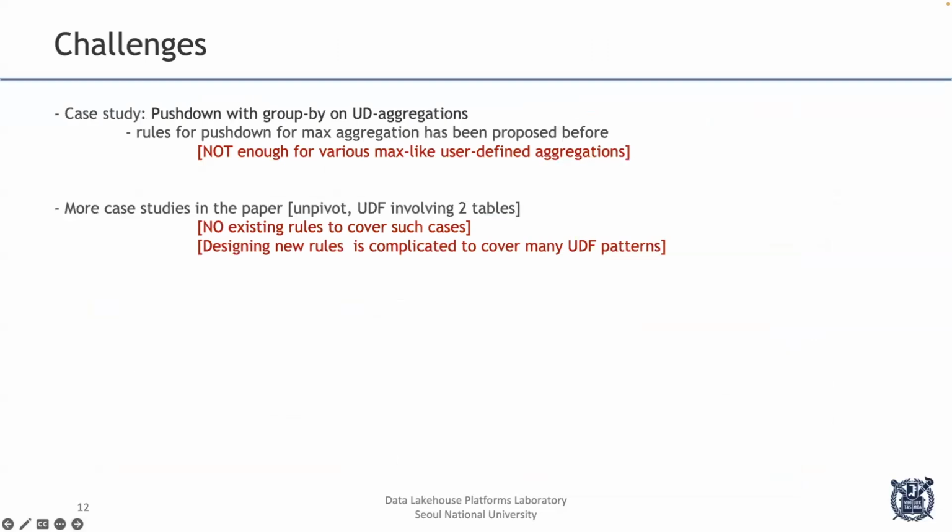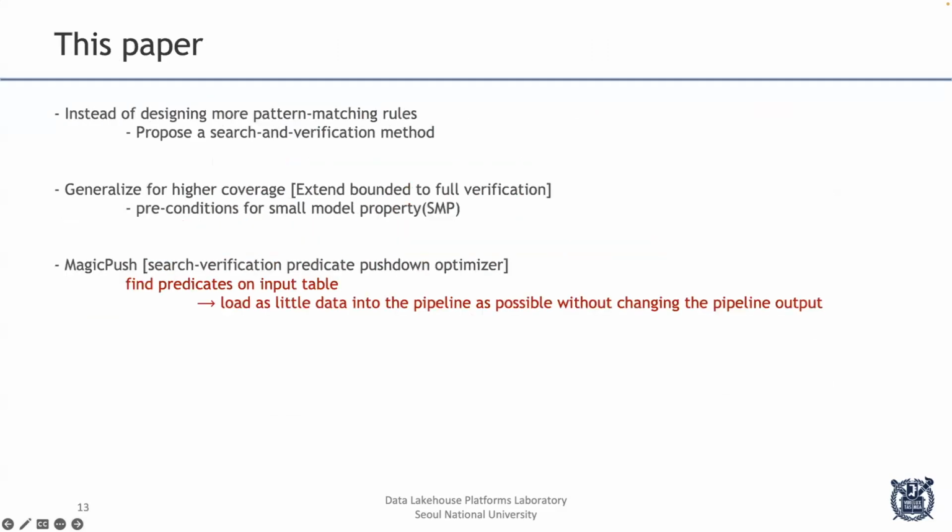So in this case study, we can see that even though the pushdown for maximum aggregation has been proposed as a rule before in existing RDBMS, it's far from enough for the various max-like user-defined aggregations. With hundreds of operators and unlimited UDF expressions, designing more rules to cover all the cases is simply tedious and maybe lacking. So instead, they propose a novel search and verification mechanism.